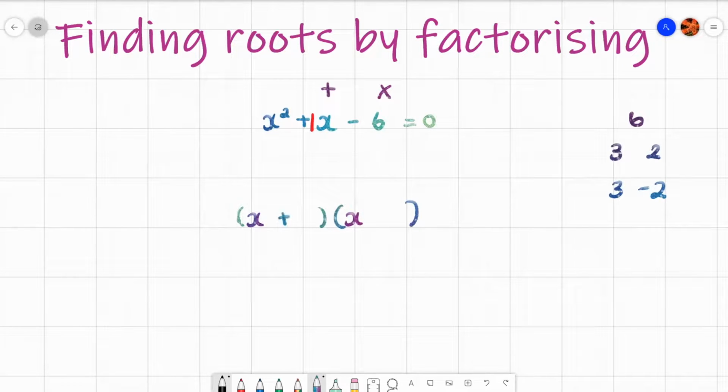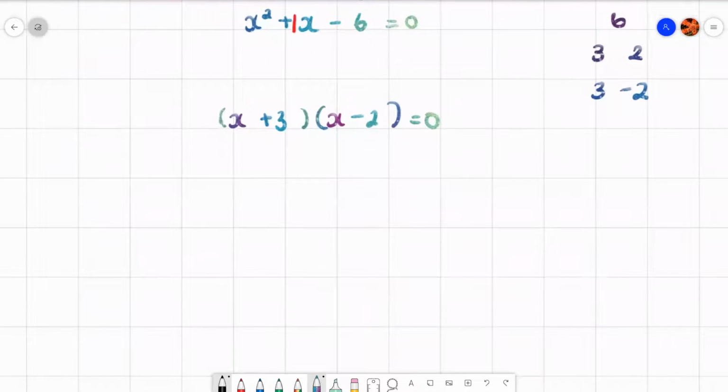So plus 3 and minus 2 equals 0. Okay, so I have factorized my quadratic equation. Now I want to work out the root. This is how you work out the root. Can you see how x plus 3 and x minus 2 equals 0? You make each bracket equal to 0 now. You don't have to write the bracket anymore, so let's get rid of that. x plus 3 equals 0, or x minus 2 equals 0.